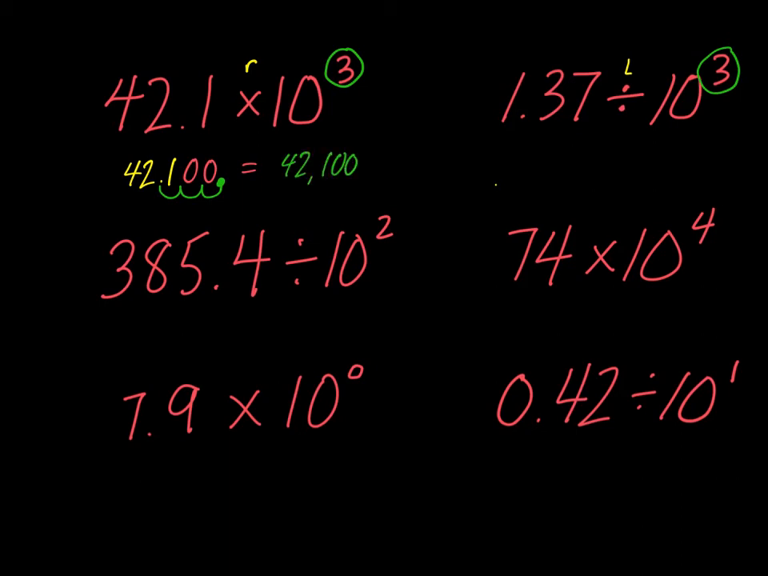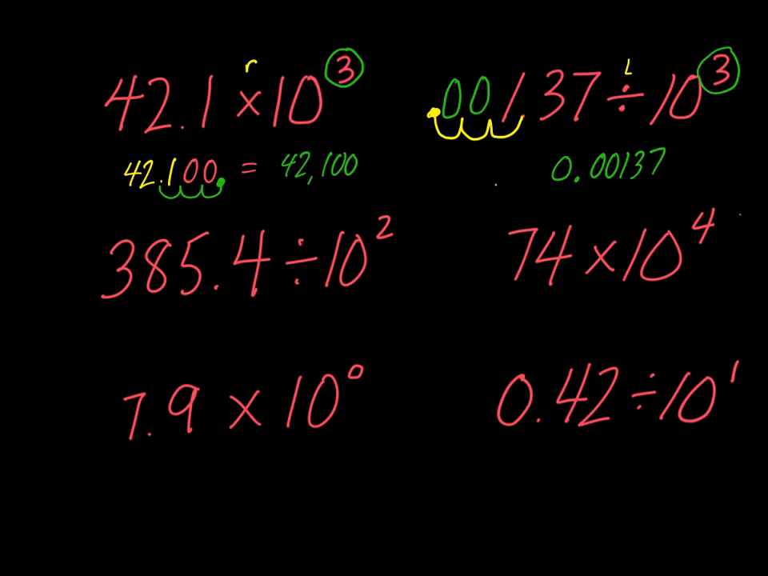Now let's come over to this next one. I am moving to the left now, and I'm moving to the left 3 hops. So I start at my decimal, 1, 2, 3. Again, just like we did before, I need to fill those empty hops with zeros to hold my place value, and I'm going to rewrite my answer as 0.00137, and we always like to put that 0 in front just so we don't lose that decimal point.